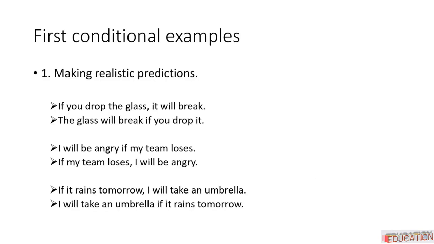So some examples to make realistic predictions. If you drop the glass, it will break. Now this is fairly clear. Normally you drop a glass, it lands on the hard floor and shatters. If my team loses, I will be angry. Well, they might lose, they might win. But if they do lose, which seems an option, I won't be happy.